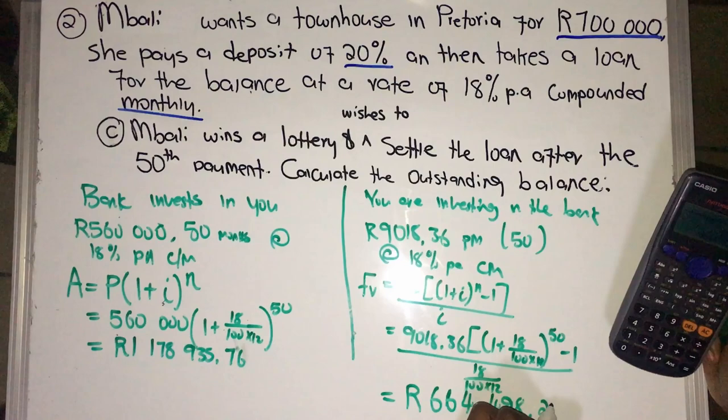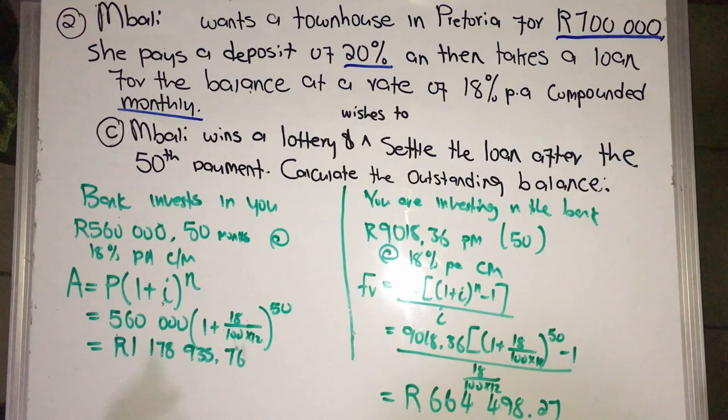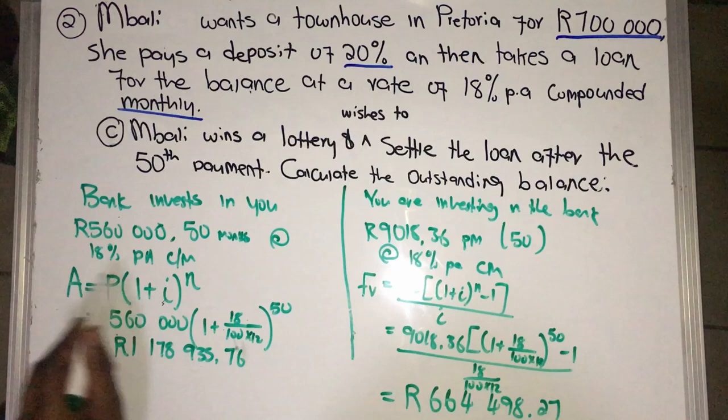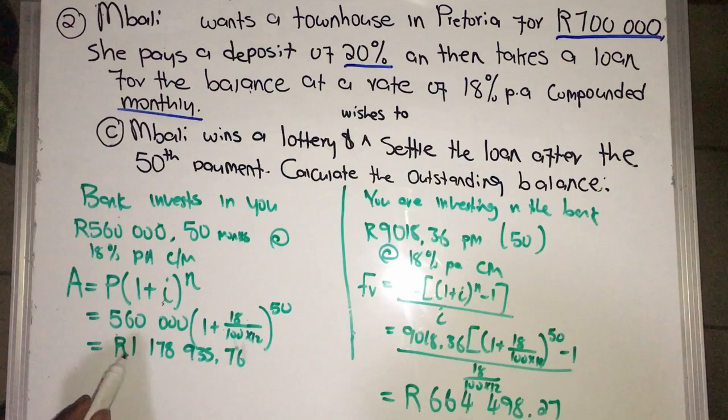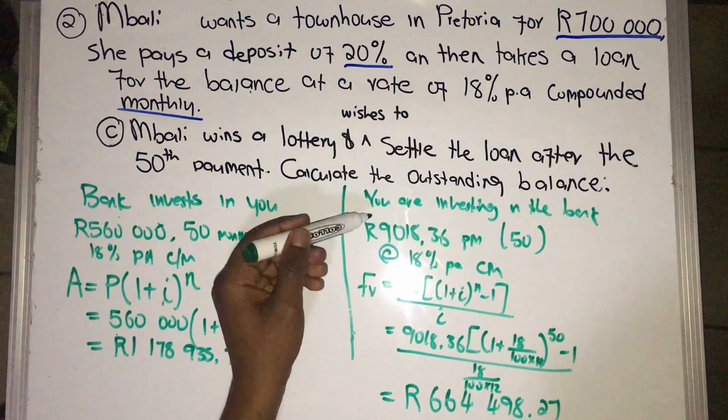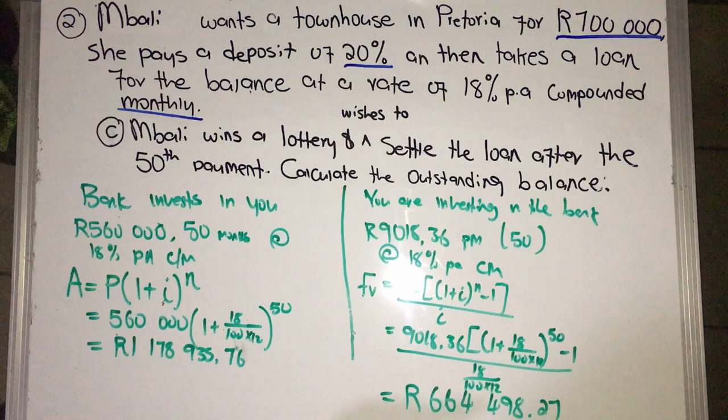Okay, so now there are two cases. The bank gave Mbali 560,000 50 months ago, and with interest she owes a balance of 1,178,935 rands 76 cents. On the other hand, Mbali has been paying 9,018, so with the same interest, her payments are worth 664,498 rands and 27 cents.